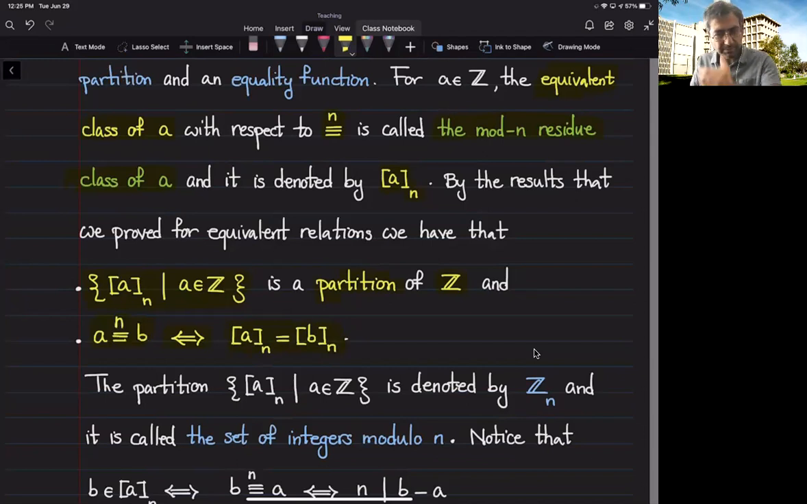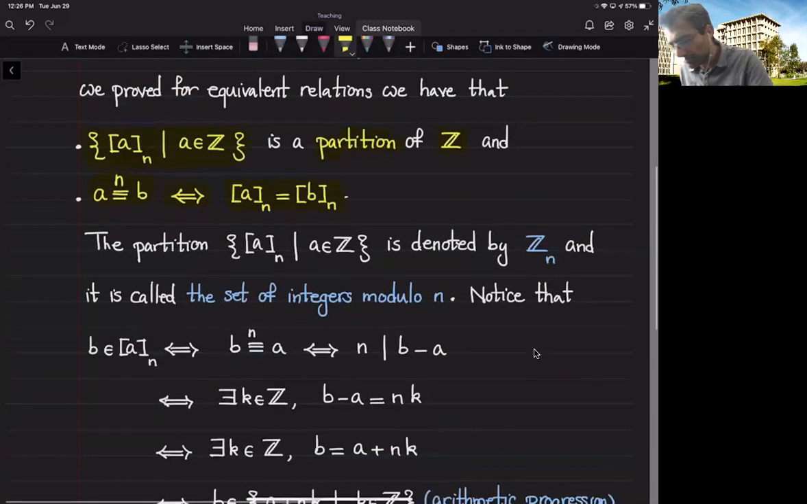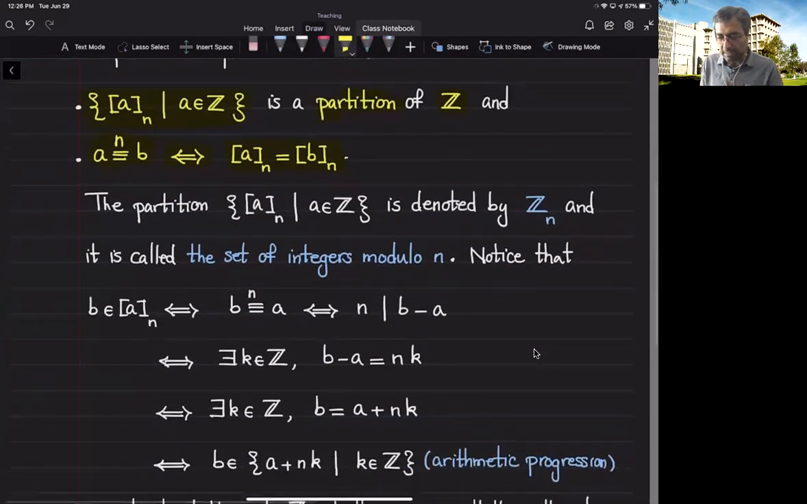Most of the times, but from some point on, this side itself can give us very good ways of answering some questions and contributing to the other side. Okay, so this partition that comes from mod n residue classes is denoted by Z sub n.